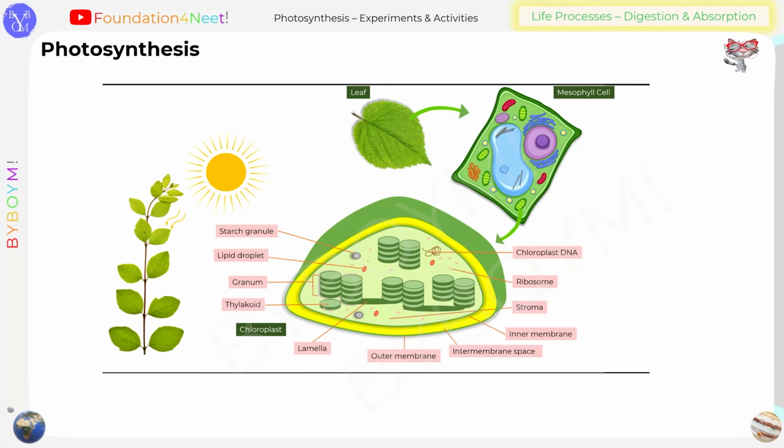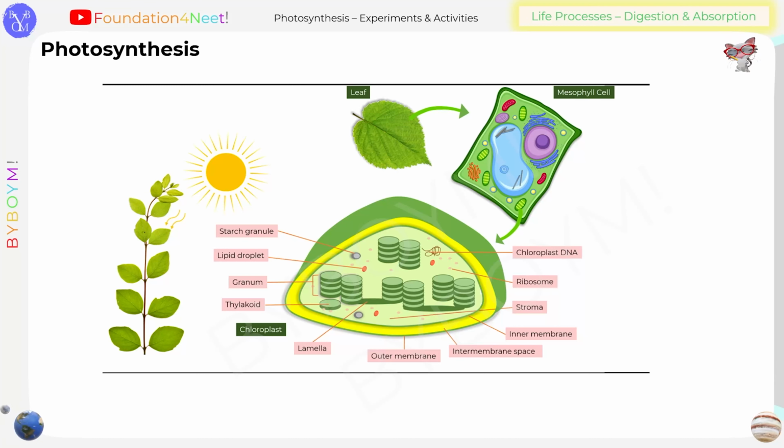We have already understood in our last lecture that green parts of the plant such as the leaf contain mesophyll cells that in turn contain chloroplasts. What are chloroplasts? Chloroplasts are the organelles in which chlorophyll is present. Chlorophyll is the pigment that absorbs light, and this is how the green parts of the plant synthesize food, that is glucose, which is stored as starch. So we know that for photosynthesis light is required, carbon dioxide is required and water is required.